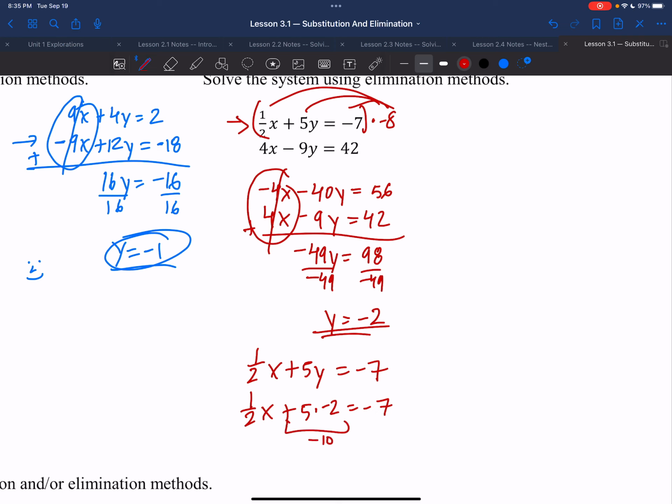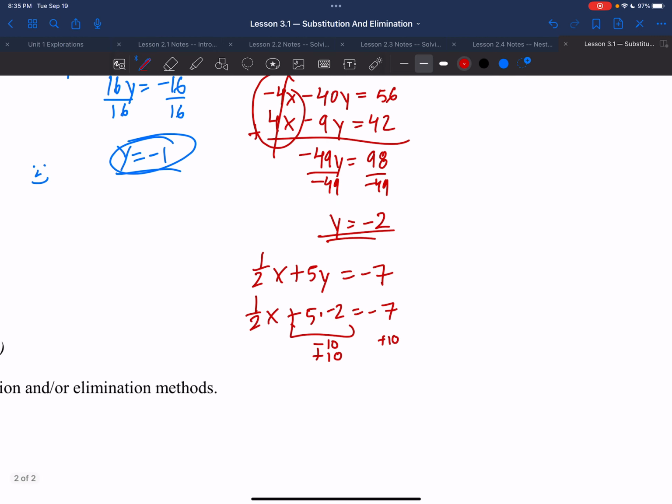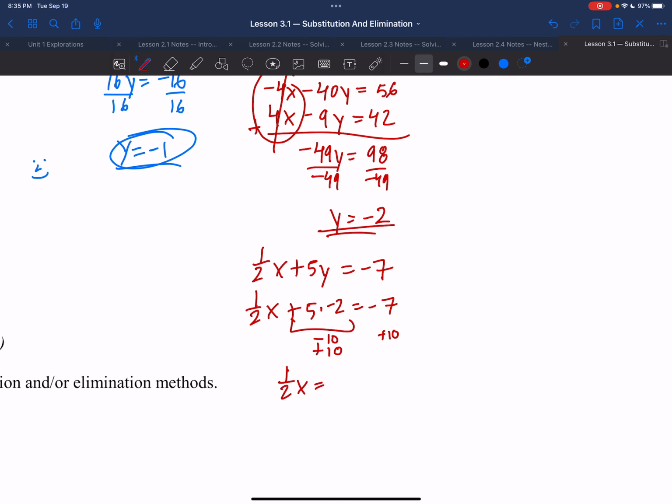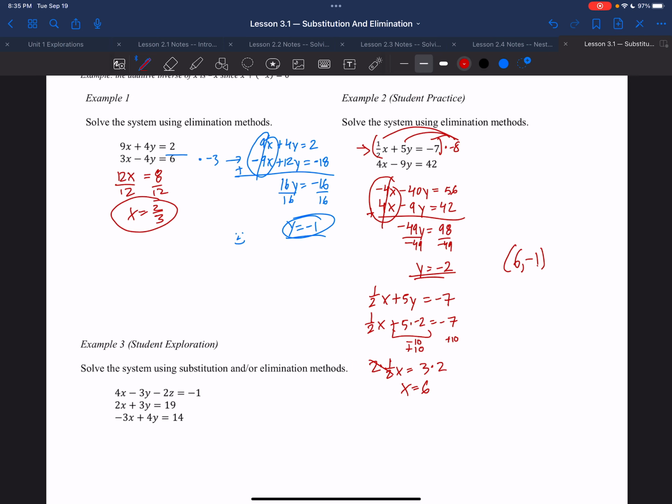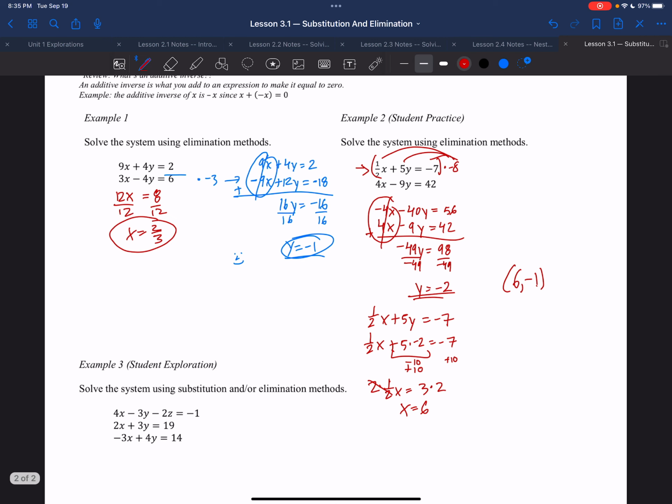That's just negative 10. So I'm going to add 10 to both sides. And I get that 1/2 x equals negative 7 plus 10, which is 3. And then I will multiply both sides by 2, because 2 times 1/2 is 1. So I get x equals 6. Thus, the solution to this system is 6 comma negative 2. Ha! That's so nice. I love it. All right. We're doing great.